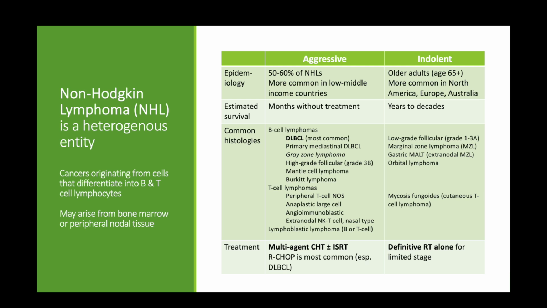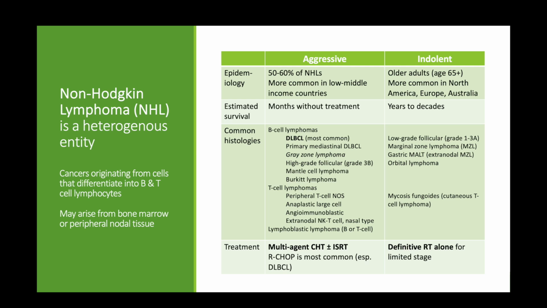And in terms of treatment, it's typically going to be multi-agent chemotherapy with or without involved site radiotherapy. And the chemotherapy regimens that we see are typically based on rituximab. So R-CHOP is the most common, and we'll talk about what that is. But the R stands for rituximab, which is an anti-CD20 antibody. The reason that is used is because most of the time these are B-cell lymphomas, and CD20 is a B-cell marker. So it specifically targets the B cells.